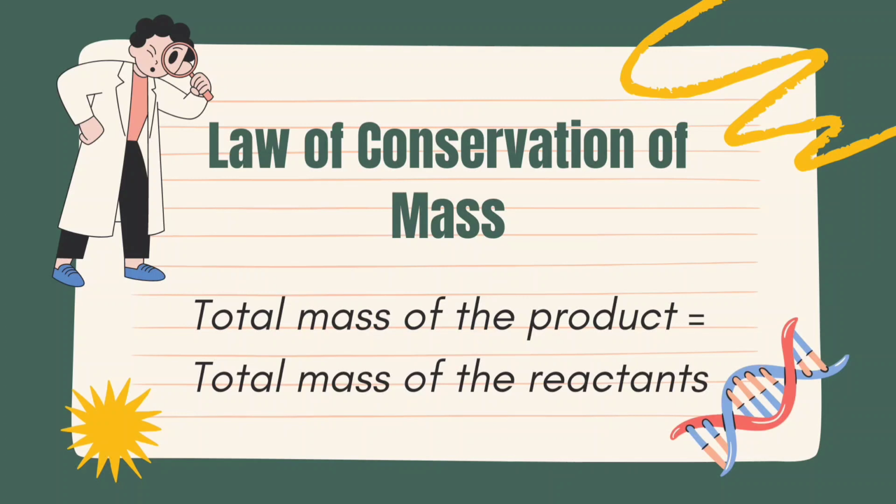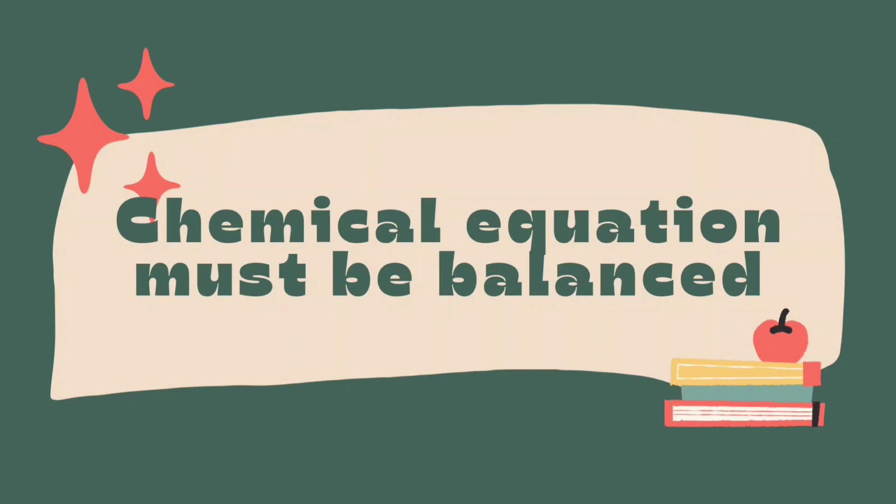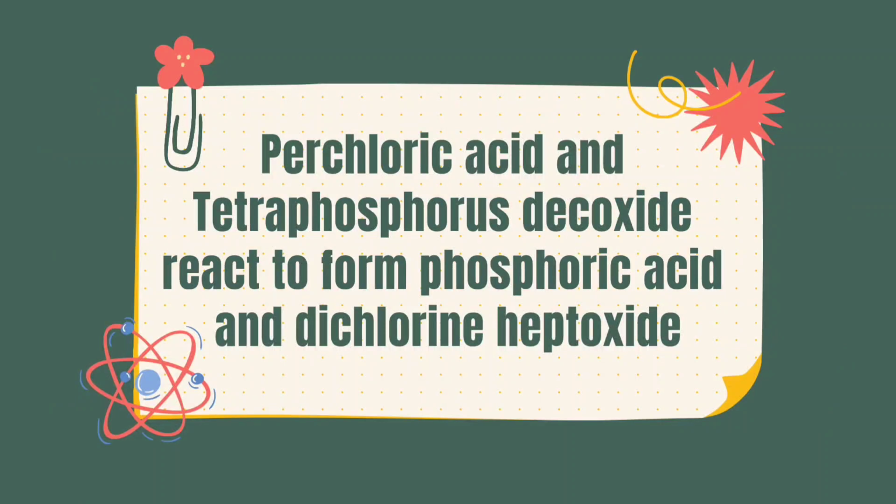Chemical equations follow the law of conservation of mass, in which the total mass of the products is equal to the total mass of the reactants. Therefore, chemical equations must be balanced. Let us have an example. Perchloric acid and tetraphosphorus decoxide react to form phosphoric acid and dichlorine heptoxide.